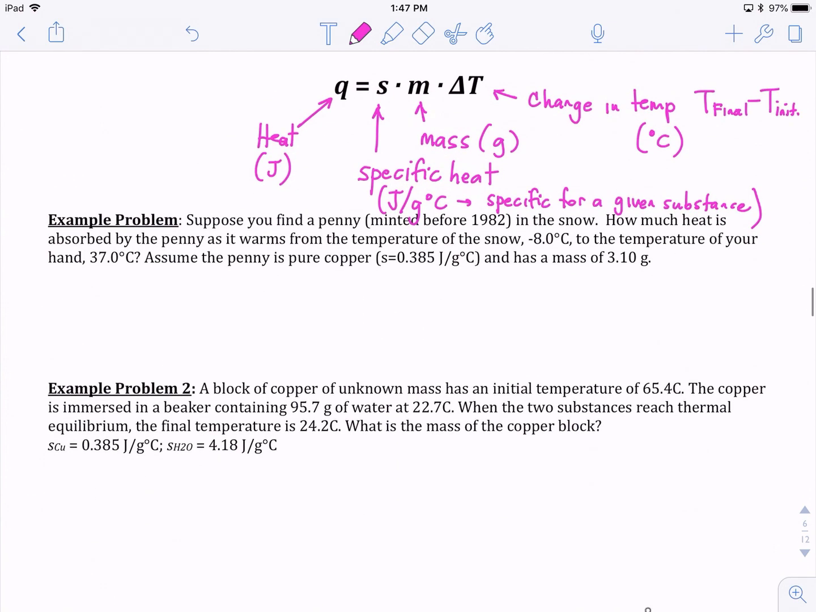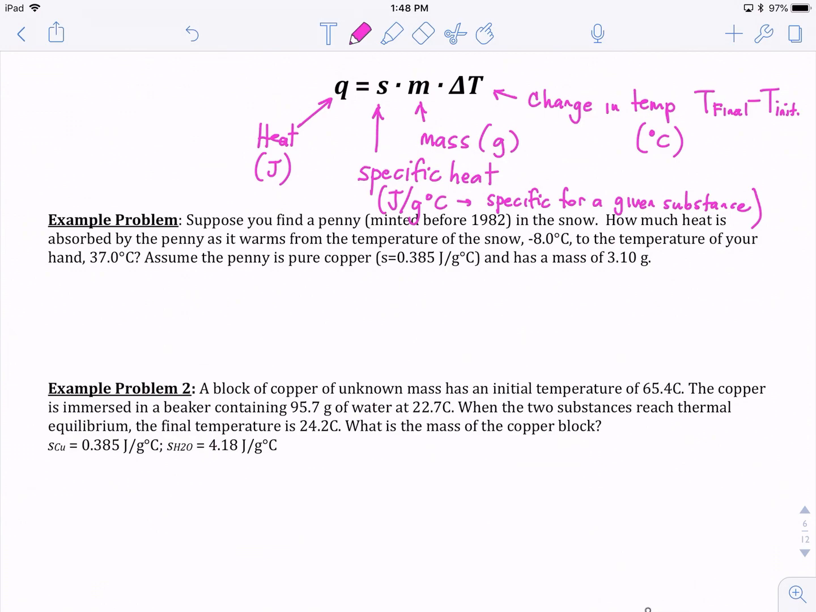We'll start with a simple problem and then do one that's a little bit more complicated. Suppose you find a penny minted before 1982 in the snow. How much heat is absorbed by the penny as it warms from the temperature of the snow, which was -8 degrees Celsius, to the temperature of your hand, 37 degrees Celsius? Assume the penny is pure copper.